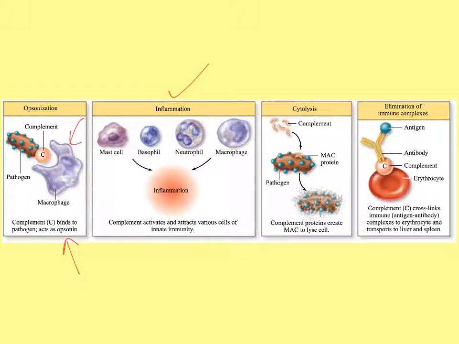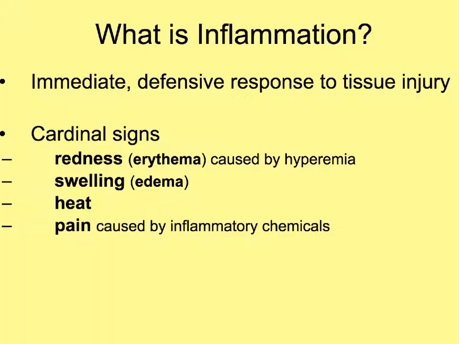Okay, the complement proteins also stimulate mast cells, basophils, neutrophils, and macrophages. Okay, so that's going to enhance inflammation. Okay, it breaks down cells, and then it helps eliminate these immune complexes. Okay, so I just want you to know the basics. They know way more than this, but we just want to know the basics.